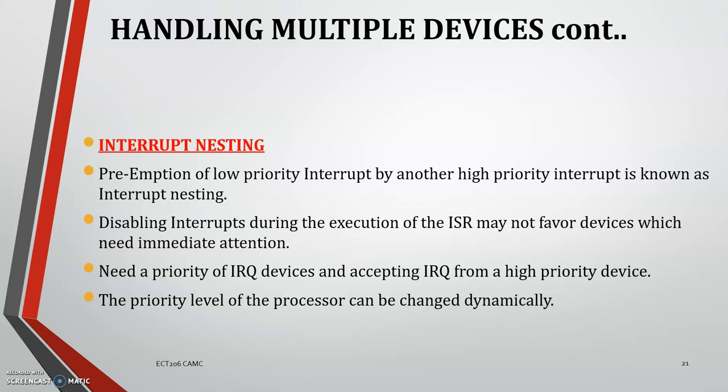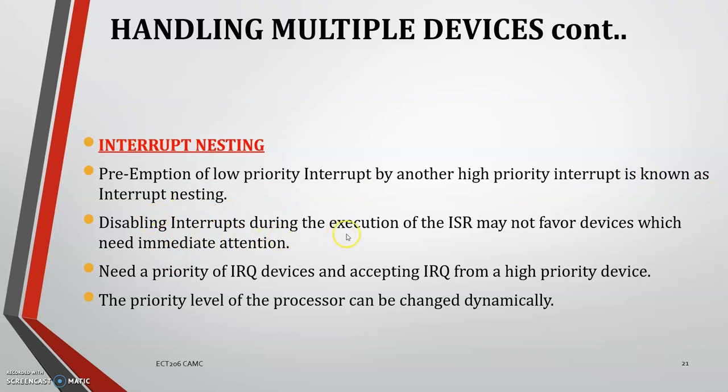So first we get a low priority interrupt. When we are executing that low priority interrupt, a high priority interrupt comes. So we stop that interrupt service routine there and execute the interrupt service routine of the high priority interrupt. That process is called interrupt nesting. That is, preemption of a low priority interrupt by another high priority interrupt is known as interrupt nesting.